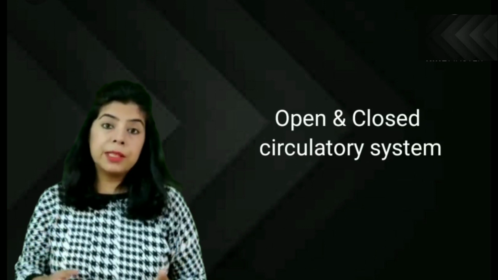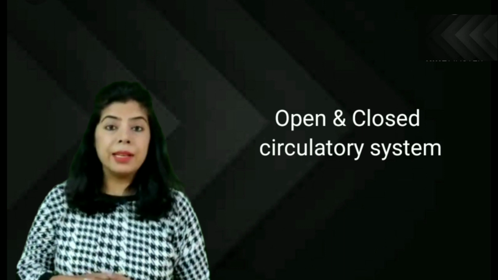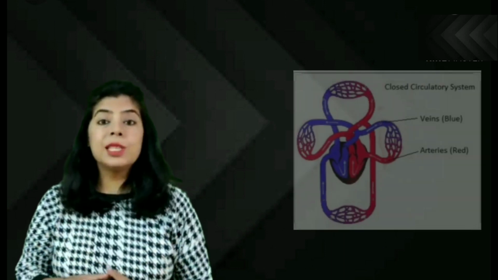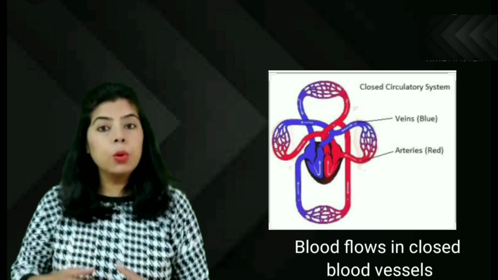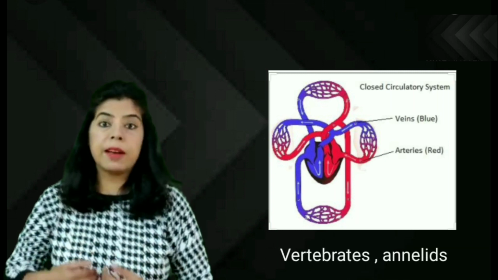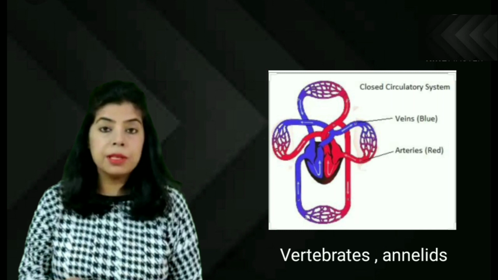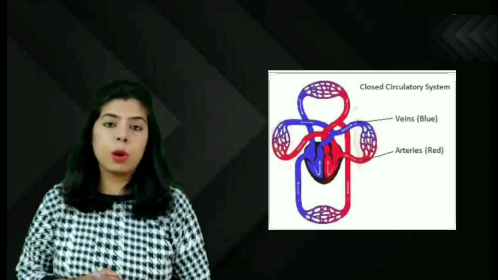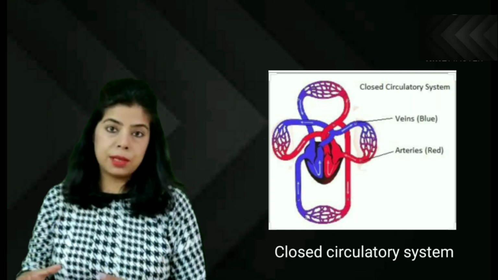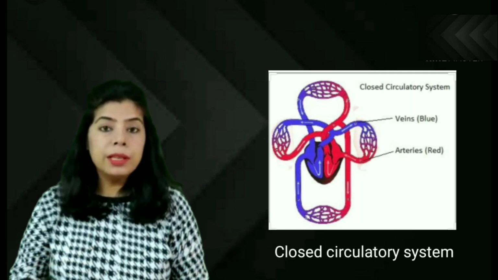In all the vertebrates and also some invertebrates like annelids and earthworms, the blood is pumped by a pumping organ, that is the heart, and the blood flows in closed blood vessels. Like in human beings, we have the arteries, veins, capillaries. So the blood is flowing in the blood vessels. Such a circulatory system is called a closed circulatory system. Here, the blood reaches all the different parts of the body through the blood vessels.